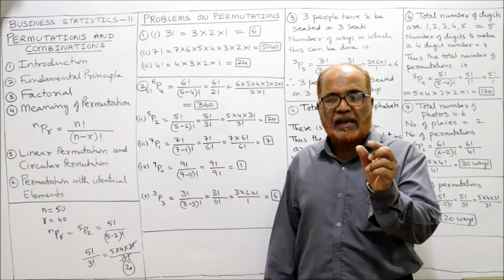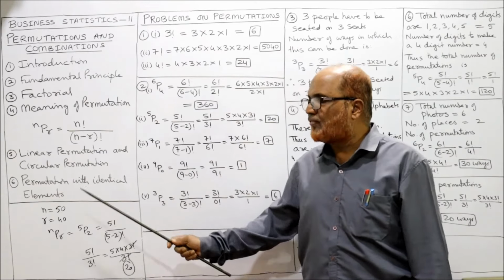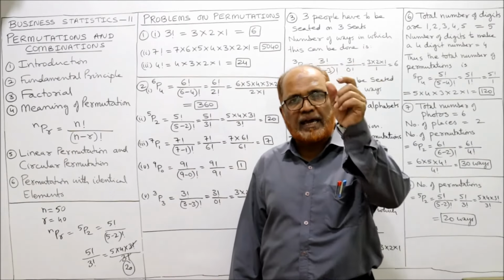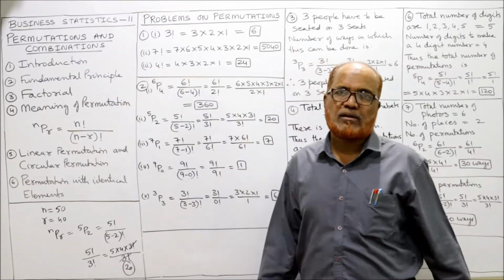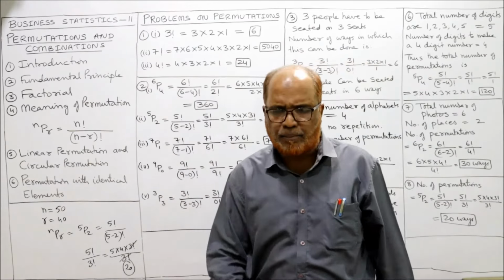When the objects are repeated, we have to change the formula slightly. The formula will be nPr divided by r factorial. That we'll discuss while doing the problem. This is a brief theory regarding permutation and combination.